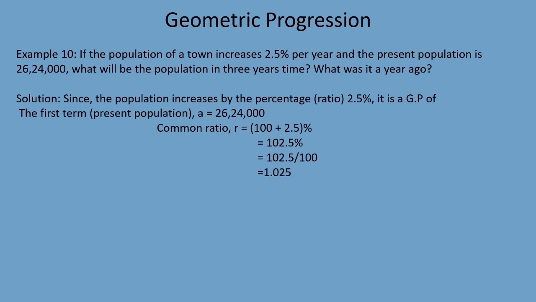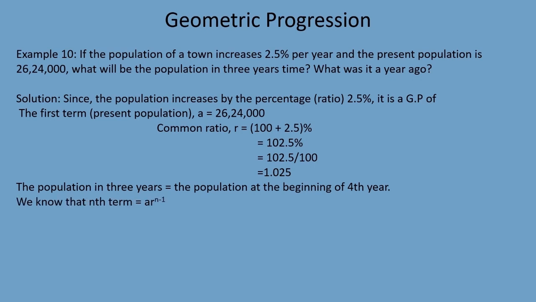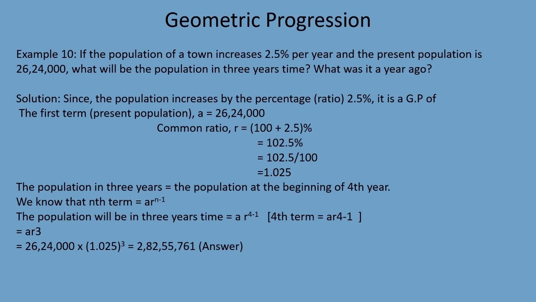The population in 3 years will be equal to the population at the beginning of the 4th year. We know that the nth term is equal to ar to the power n minus 1. The population in 3 years is equal to ar to the power 4 minus 1. The 4th term is equal to ar to the power 4 minus 1, which is equal to ar to the power 3. This is 26,24,000 times 1.025 to the power 3, which is equal to 2,82,55,761. Answer.